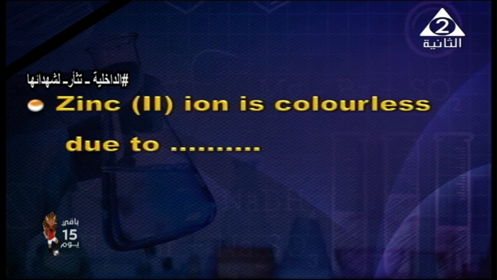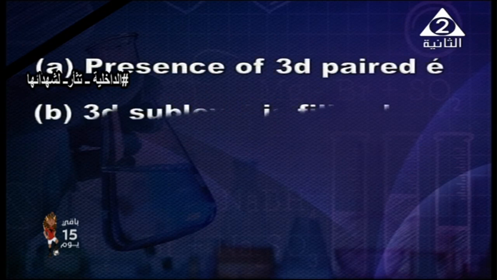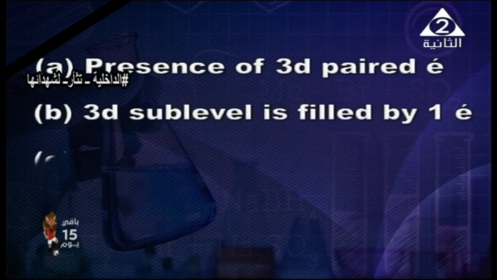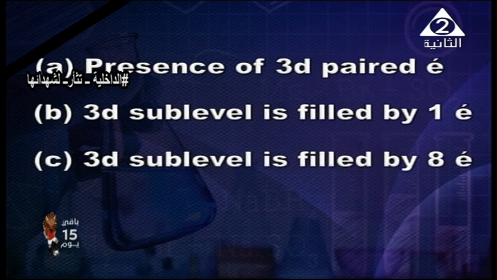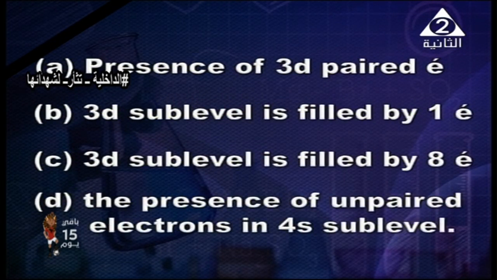Zinc 2 ion is colorless due to what? Presence of 3d paired electrons, 3d sublevel is filled by 1 electron, 3d sublevel is filled by 8 electrons, the presence of unpaired electrons in 4s sublevel. If you write the electronic configuration, you will find that the presence of 3d paired electrons.